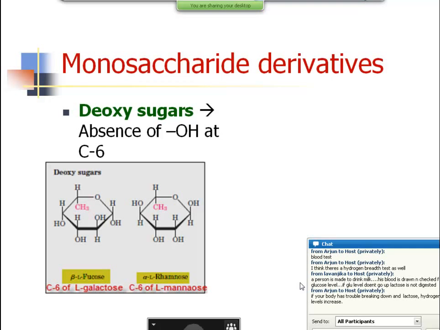Hydrogen level, see they are giving the answers. The lactose intolerance test is the test in which a blood sample is collected and the level of glucose is identified. Exactly as Lavanjika has told, the blood glucose level will increase only if lactose is broken down. If lactose is not broken down normally and undergoes fermentation, then your glucose level is not going to increase. So what is the normal glucose level in the blood? How much? 32 mg per ml is the normal quantity of glucose in our blood.